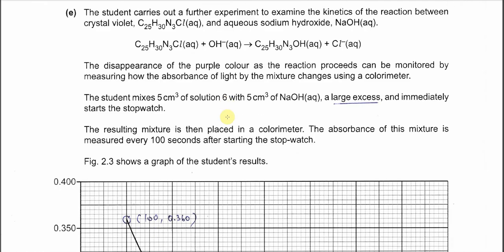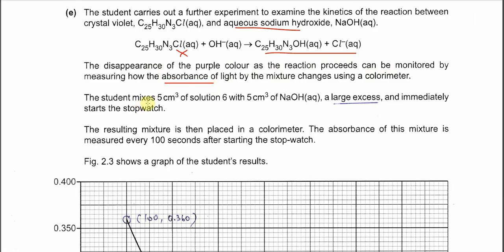Part E. The student carries out a further experiment to examine the kinetics of the reaction between the crystal violet and the aqueous sodium hydroxide. This is the reaction equation. Hydroxide with the dye will form these two compounds, which means after the reaction the purple is gone and the purple color will be less intense. The disappearance of purple color as the reaction proceeds may be monitored by the colorimeter using the absorbance.